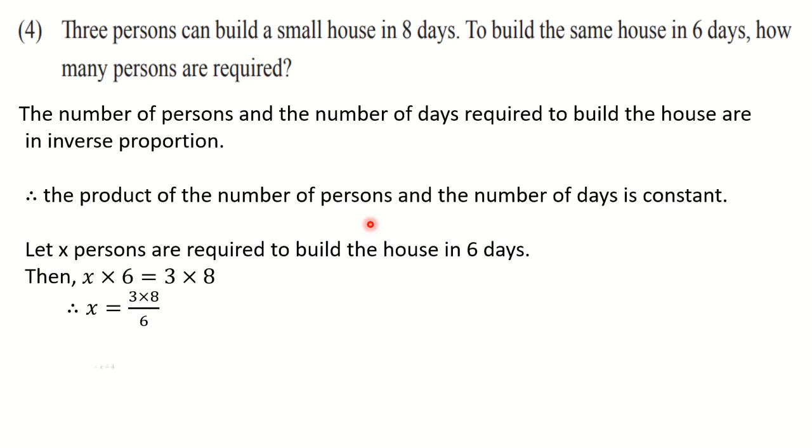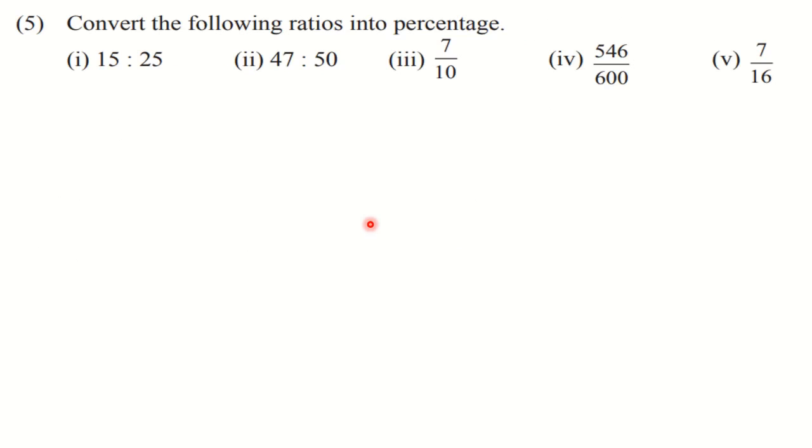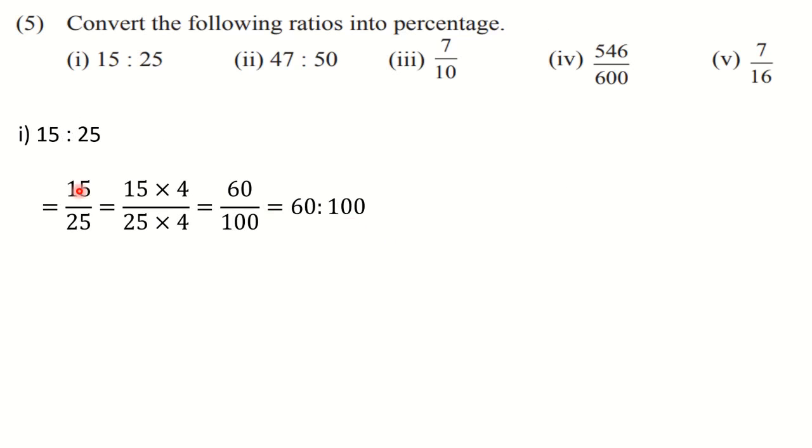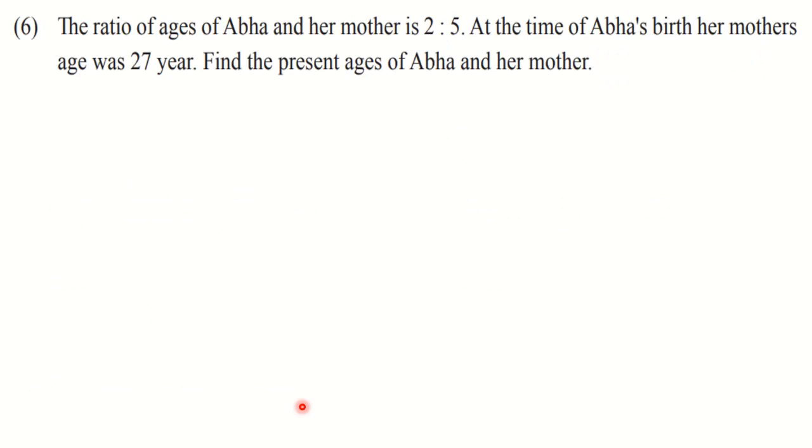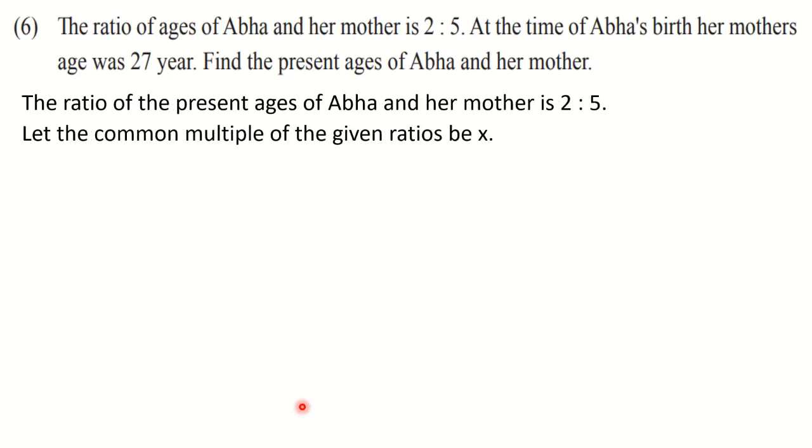Then question number 5, where the ratios were given and we need to convert them into percentage. That means the second term should be 100. So we have to multiply or divide by a certain number so that the second quantity is converted to 100 and we can express it in the form of percentage. The second method I told you is that if you want to convert the given ratio into percentage, simply multiply by 100 and you will get the answer. In this way we have solved the sums here. Then question number 6 was again a word problem based on ratio, which we have solved.